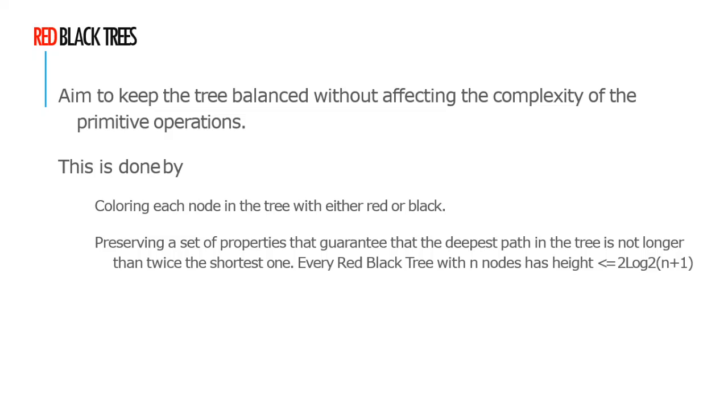But what happens with the red-black trees? The aim is to keep the tree balanced without affecting the complexity of the primitive operations. This is done by coloring each node in the tree with either red or black. It will preserve a set of properties that guarantee the deepest path in the tree is no longer than twice the shortest one. Every red-black tree with n nodes has a height of less or equal to 2 log of n plus 1.